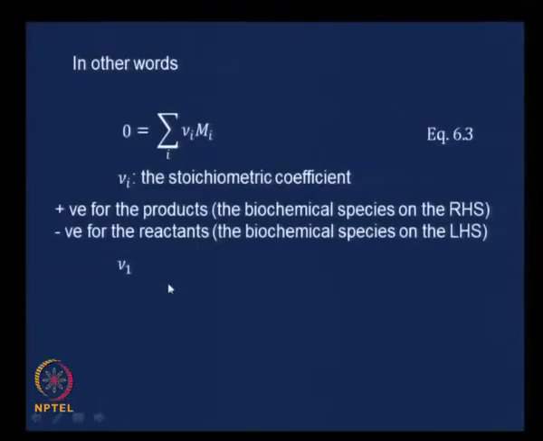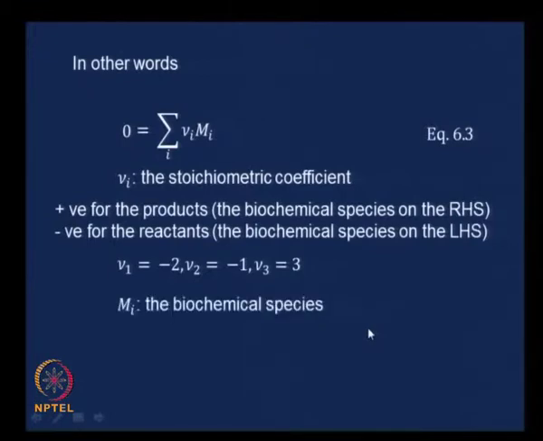If you had followed the reasoning that we presented earlier, you can easily see that mu 1 was the coefficient of A, minus 2, mu 2 the coefficient of B, minus 1, and mu 3 the coefficient of C, 3. And Mi is the various biochemical species A, B or C in this particular example that is considered in the reaction.